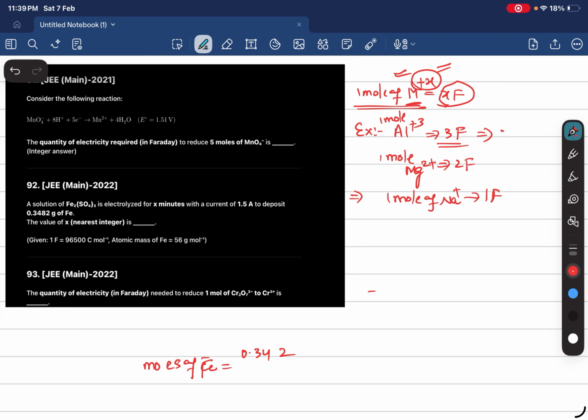Which is also written as 3 Faradays gives 27 grams of Al, 2 Faradays gives 24 grams of Mg, and 1 Faraday gives 23 grams of Na. That's how the number of Faradays versus mass of metal deposited works.